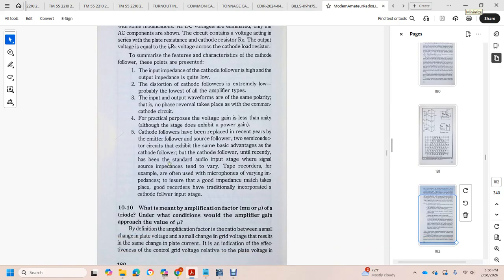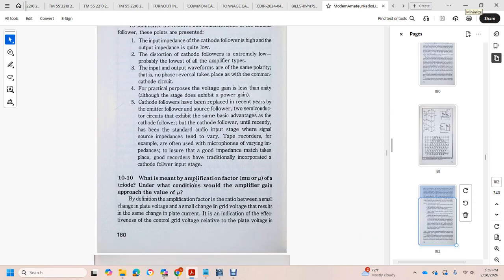Cathode followers have been replaced recently with the emitter follower and the source follower, the two semiconductor circuits that exhibit some of the basic advantages of the cathode follower. Cathode followers have recently been a standard input stage for signal sources of varying impedance, for example a microphone with varying impedance, showing good impedance matching. Tape recorders have traditionally incorporated a cathode follower input stage.